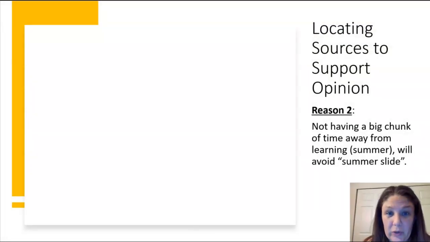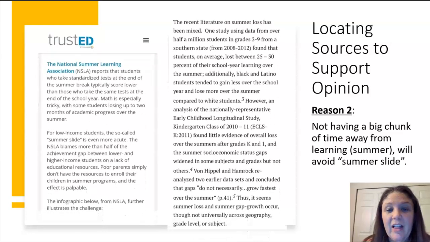Here are 2 articles I found on the internet. The first one says that the National Summer Learning Association reported that students who take standardized tests at the end of summer break typically score lower than those who take the same test at the end of the school year. It goes on to say that summer slide can even be responsible for students losing up to 2 months of academic progress.